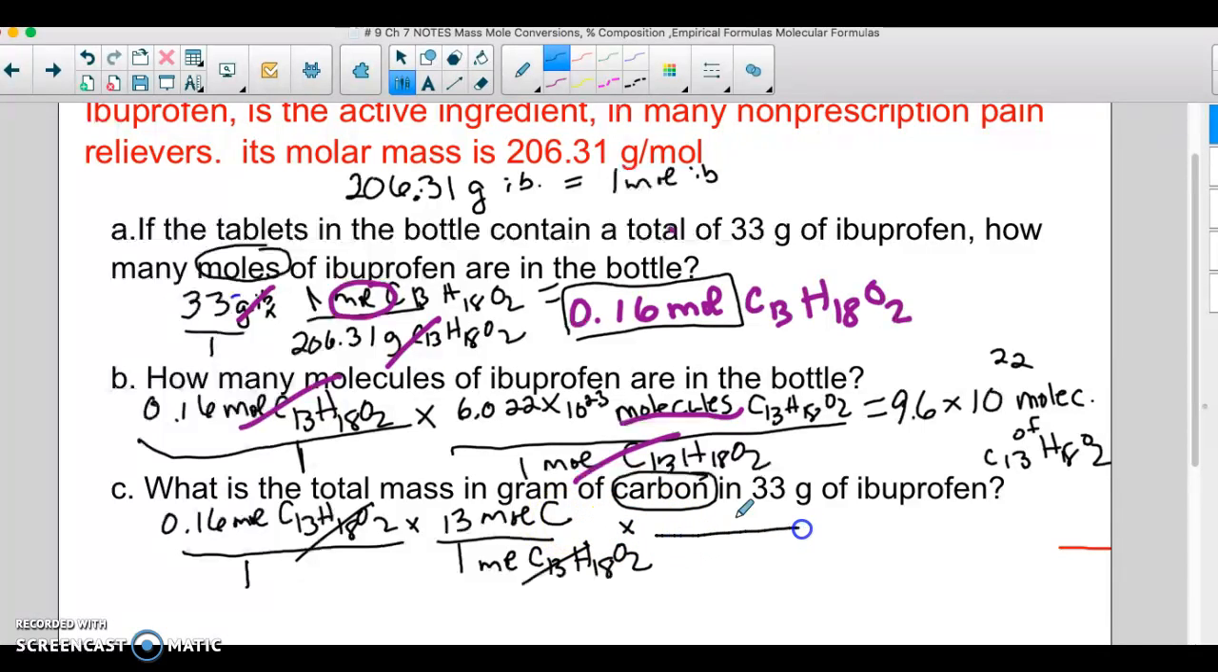So at this point, I'm in moles of just the carbon that are in the bottle of ibuprofen. And then lastly, if I want to know grams, now I know that carbon has a molar mass of 12.01. I can look that up on my periodic table. So now I'm going to take 0.16 times 13 divided by 1 times 12.01 divided by 1. I know you don't have to do the divide by ones, but and then you end up with 2 sigs because we started with 2, so 25 grams of carbon. So in that bottle of 33 grams, 25 grams of it is carbon. The rest of it's going to be hydrogen and oxygen.